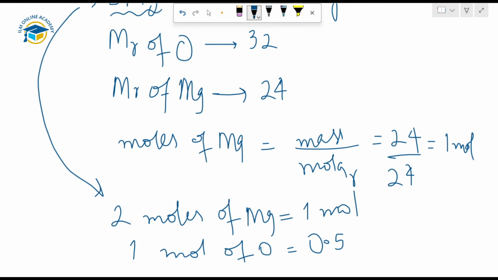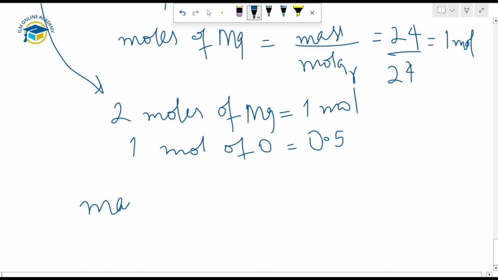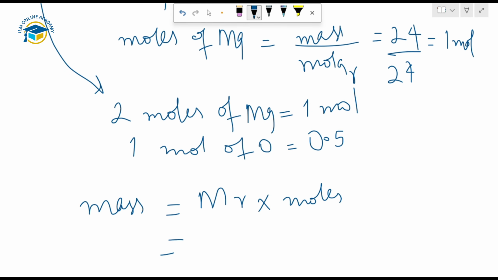Now we'll calculate the mass of the oxygen, that is the required one. The formula for the mass will be mass equals molar mass into moles. The molar mass of oxygen is 32 and the moles are 0.5, as we found from the balanced chemical equation. So this will be 16 gram. So 16 gram is the mass of oxygen that is needed to react with 24 gram of magnesium to form the magnesium oxide. So this is how you can easily calculate the stoichiometric reacting masses that are present in the chemical equation.